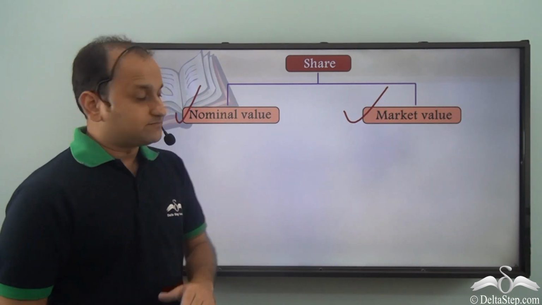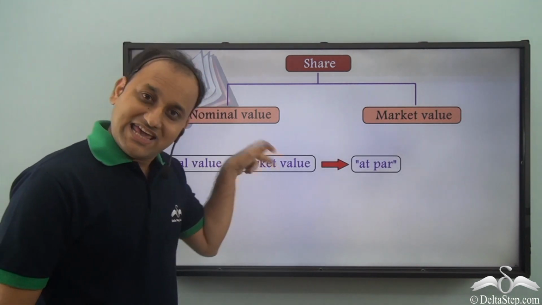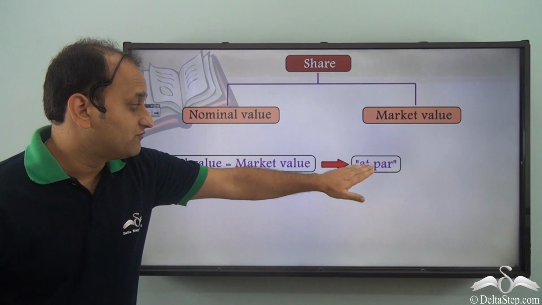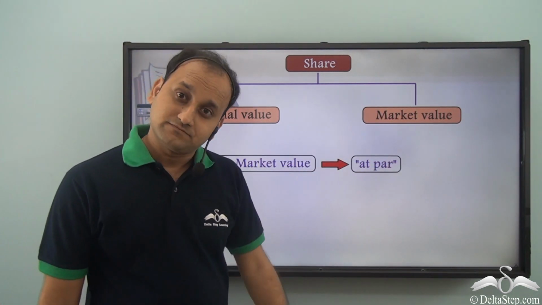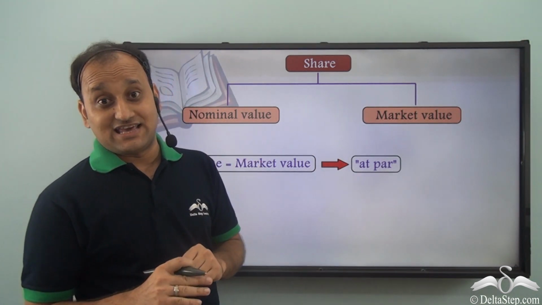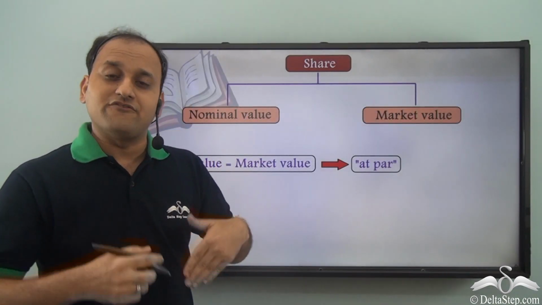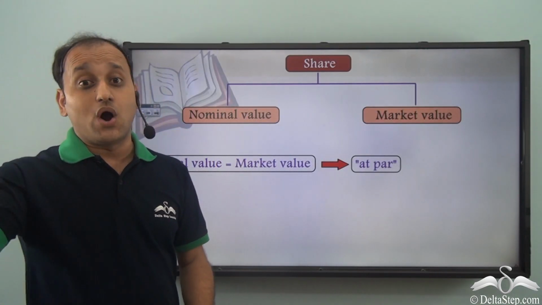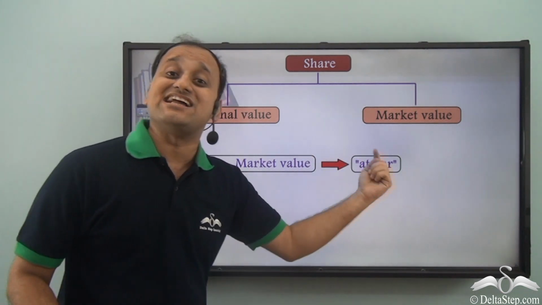So what are those? When nominal value is equal to market value, we say that the share is selling at par. At par, nominal value is the par value, you can say. That is the base value. That's where it started. And from there, market value can go up or go down. But when it is equal, we say it's at par.